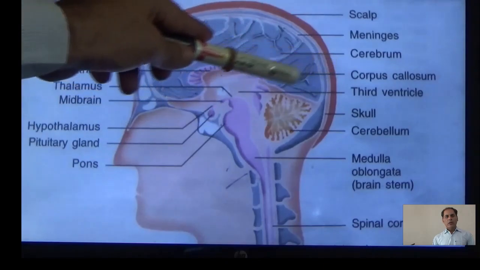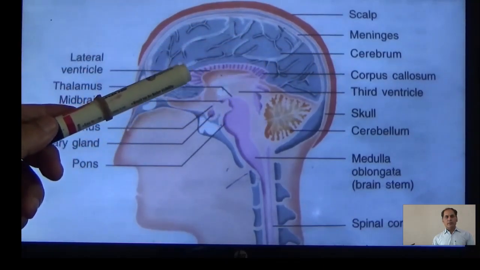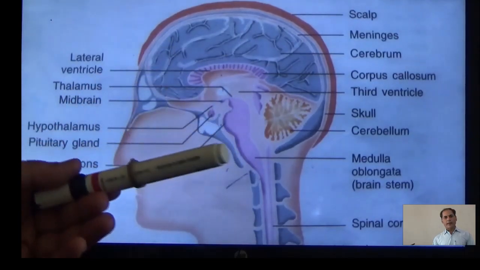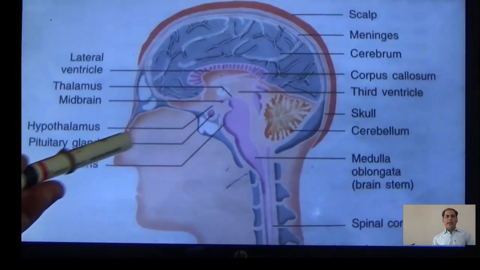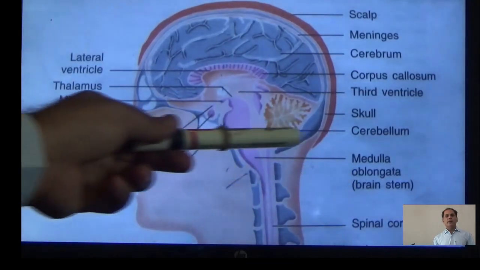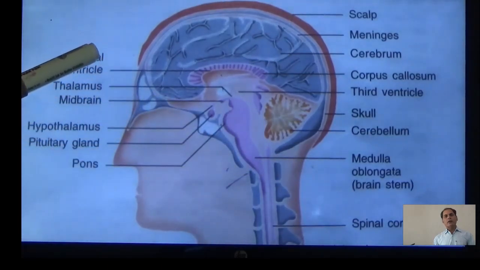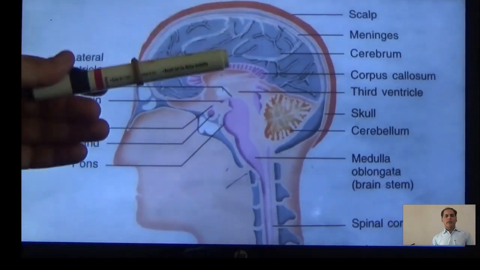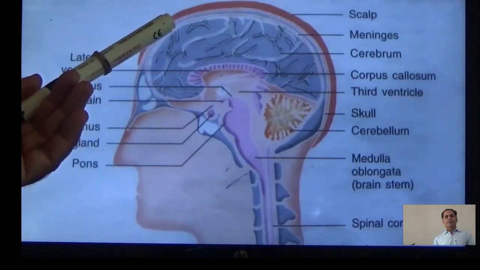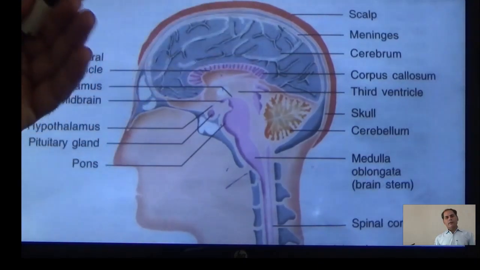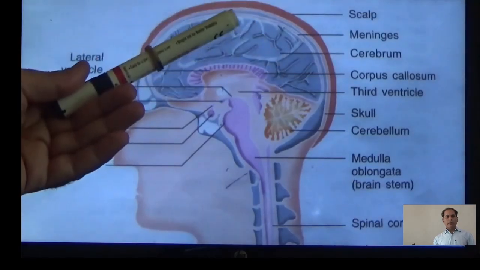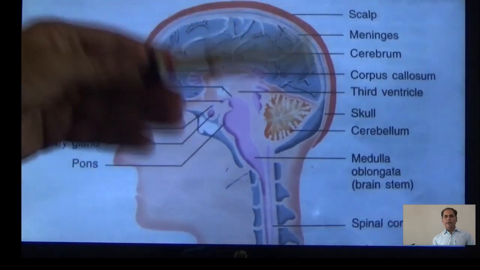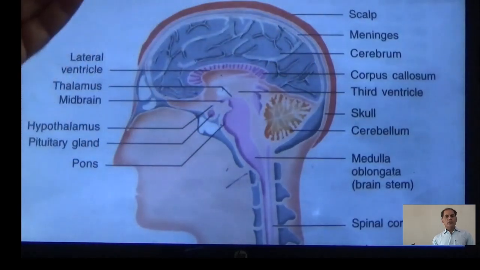The hindbrain is the last part of the brain. This hindbrain consists of the cerebellum, pons varolii and medulla oblongata. These are the 3 parts of the hindbrain. The cerebellum is also called the little brain. It is the largest part of the hindbrain, but still smaller than the cerebrum, which is the largest.